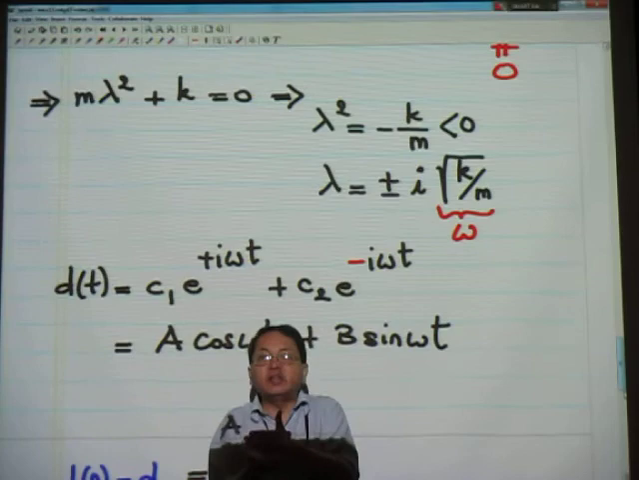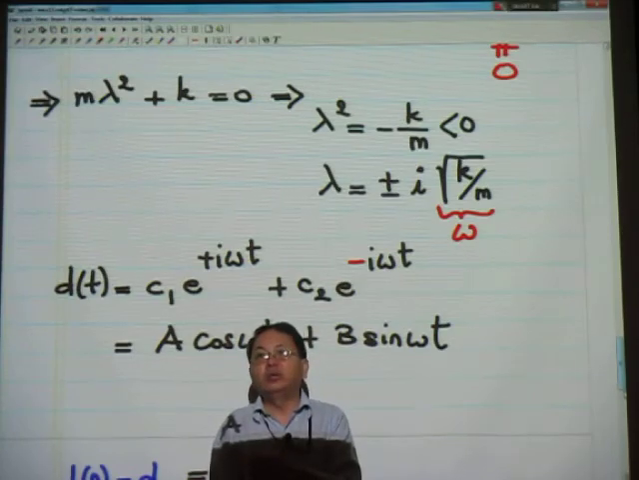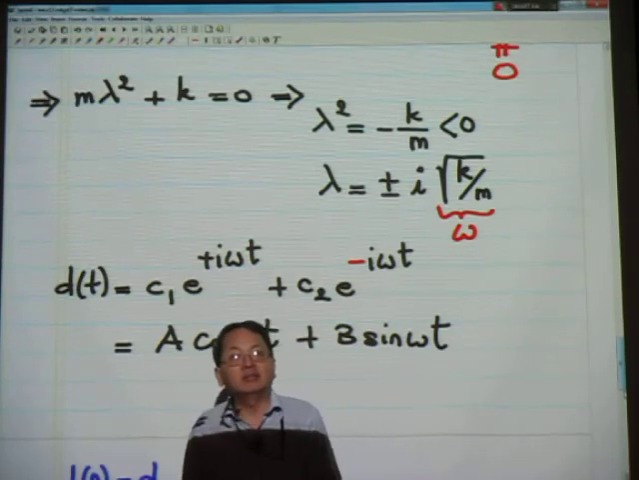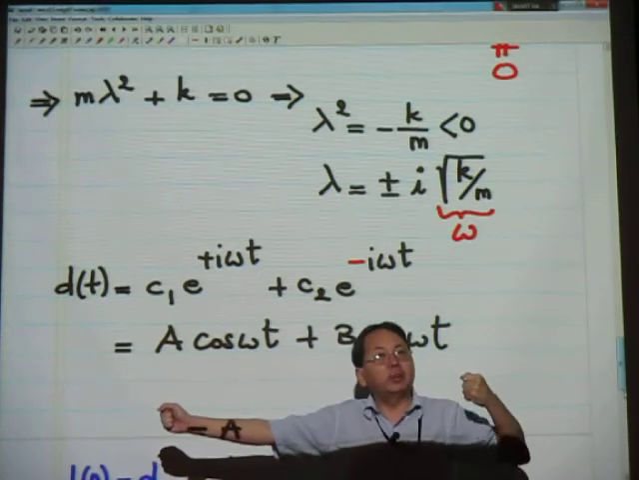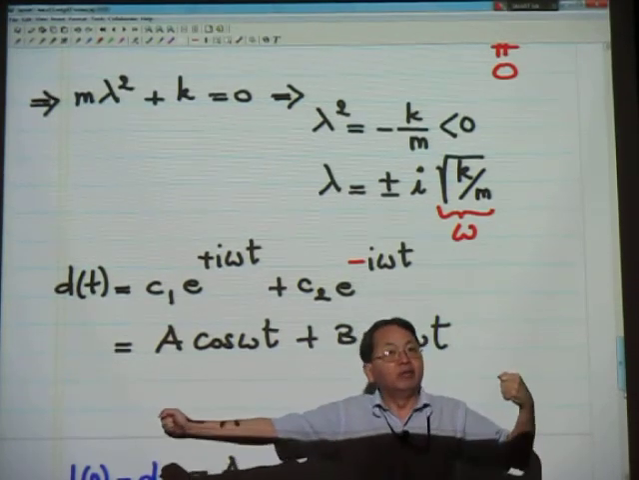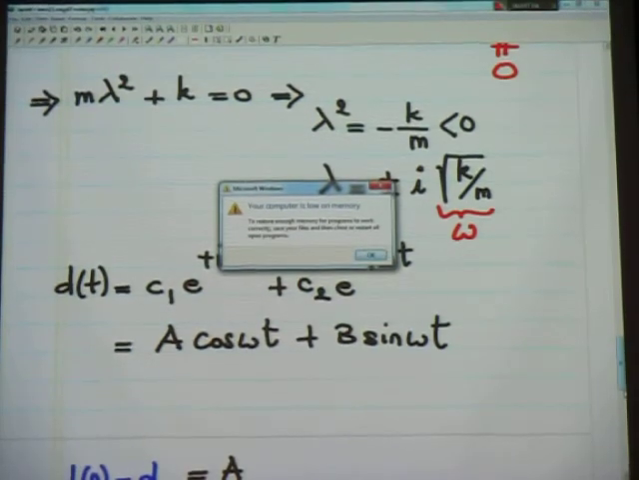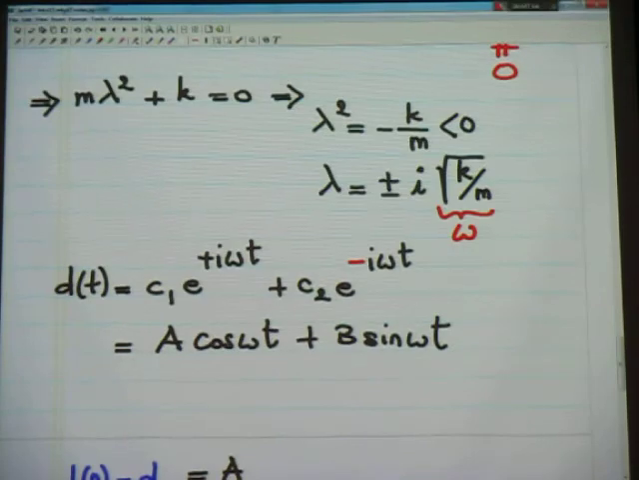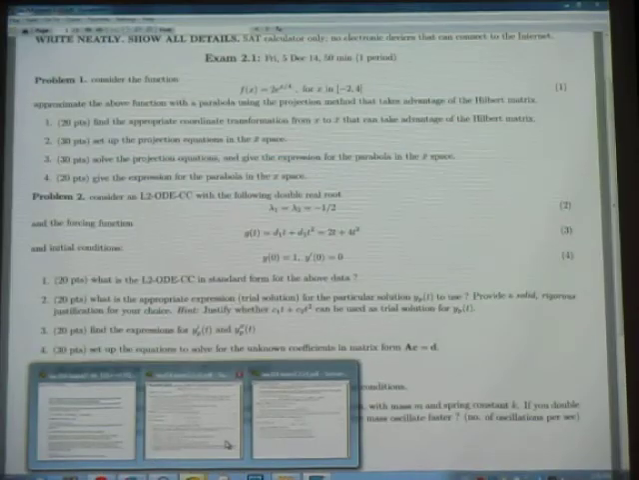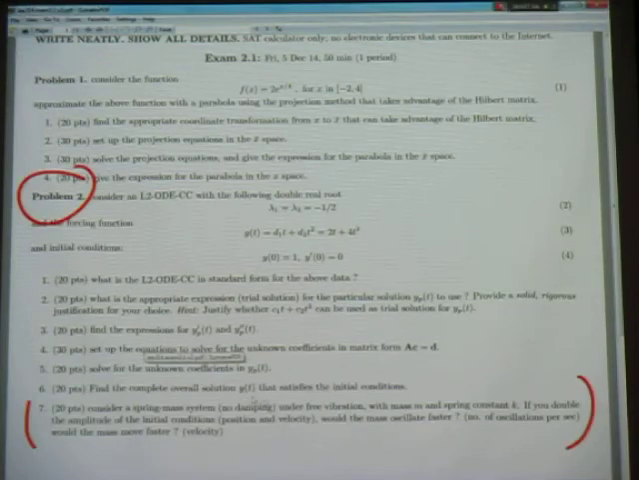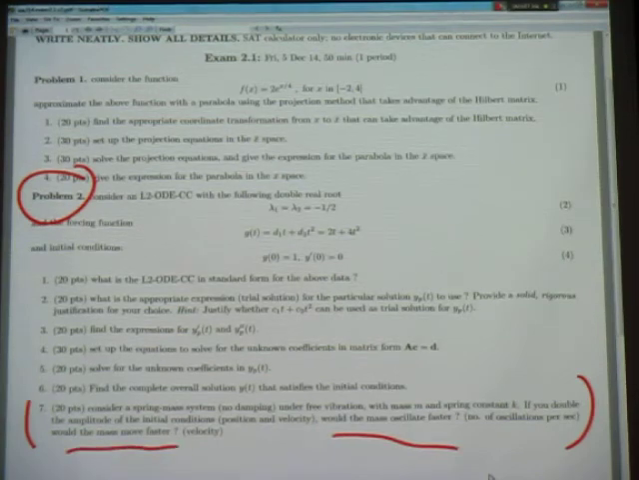So the number of oscillations is the same, even though you change the initial condition. For example, you pull the spring out even further before you release it, the number of oscillations remains identical, doesn't change. All right? So that's the answer. That's the complete justification for that answer for the first question.